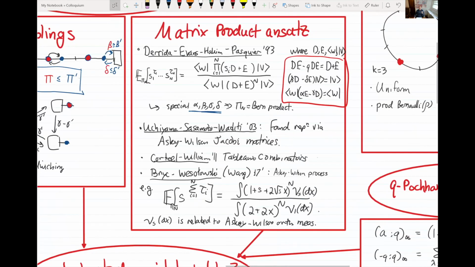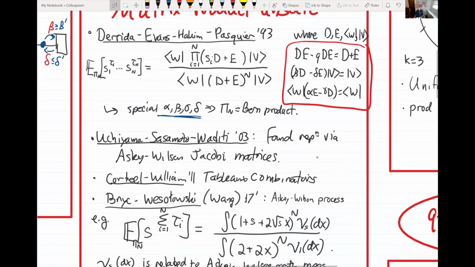Really what happens in these special cases is that you can find one-dimensional representations for this algebra. In other words, these D, E, W, and V can just be taken to be scalar numbers. And that's why it's very simple. But for general cases of parameters, any representation will be infinite dimensional. And that's one of the reasons this is hard to work with.